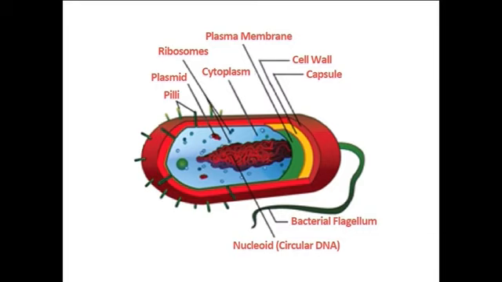The next structure is the ribosomes. The cytoplasm of a prokaryotic cell contains numerous ribosomes of the type 70S. Ribosomes are made up of ribosomal RNA and proteins and serve as the site for protein synthesis.